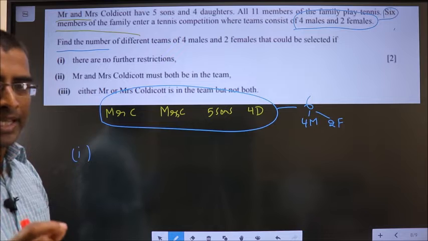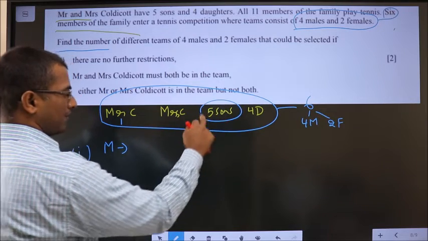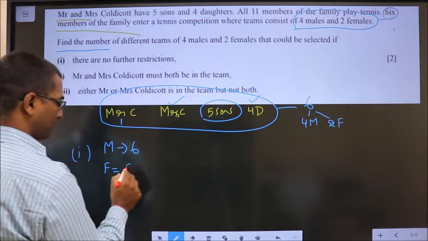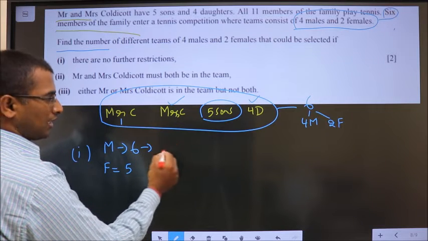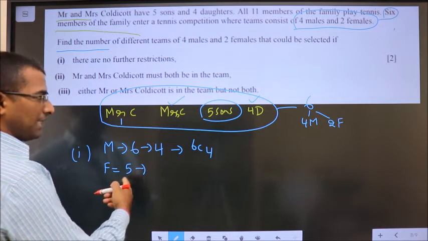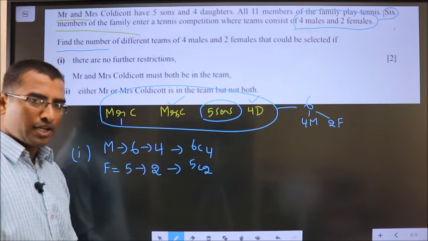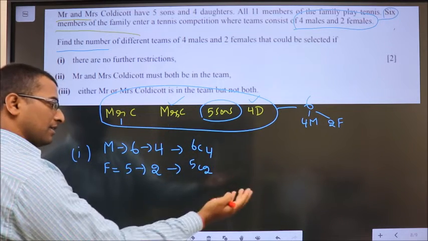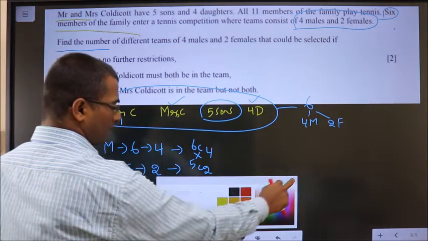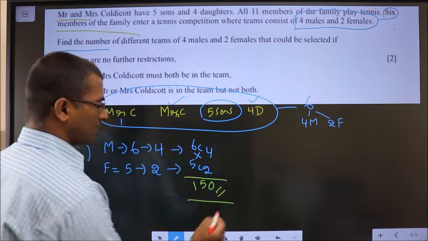To do that, first you write the male and female count. How many males are present? 1 plus 5, 6. And female count is 1 plus 4, 5. So from the 6 males, you need to select 4 males. That can be done in 6C4 ways. From the 5 females, you need to select 2 females. That can be done in 5C2 ways. Clear? You need to select 4 males and 2 females. Whenever it is and, you will put a multiplication sign. So put this in the calculator, you get 150 as the answer for the first bit.